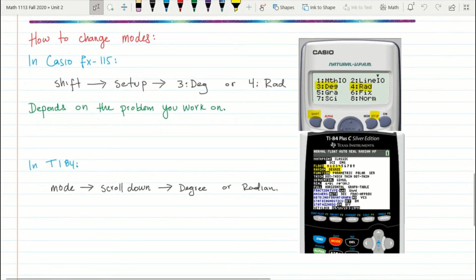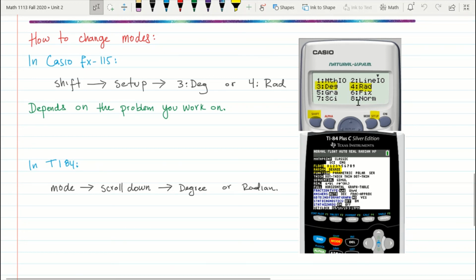Then you may wonder, how do I change the modes if it's so important? In your Casio FX, what you want to do is hit Shift, then Setup, and you're going to get options. Here's the Shift key. You're going to click that first and then move to Mode or Setup, and you're going to get this screen right here. Depending on what you want to input into your calculator, you're going to select degrees or radians, right? Whatever problem you're working on is going to determine whether you need degrees or radians as a mode.